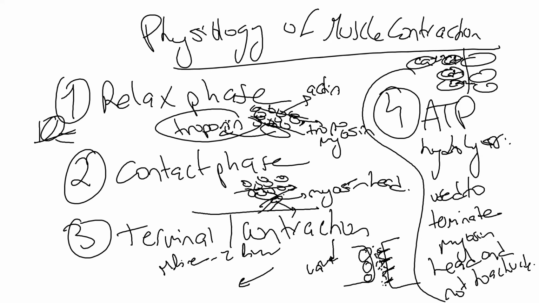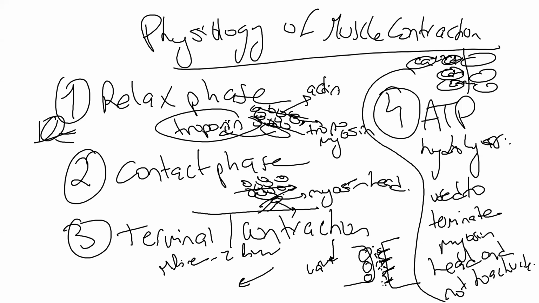So what happens? We have the relax phase, the contraction phase, the terminal phase, and the ATP hydrolysis. This cycle is always repeated. We start with the contraction, we end up with relaxation. First, the Ca2+ will go and bind to the troponin. Troponin will try to bind to the myosin head. After it binds here, the muscle contraction happens.